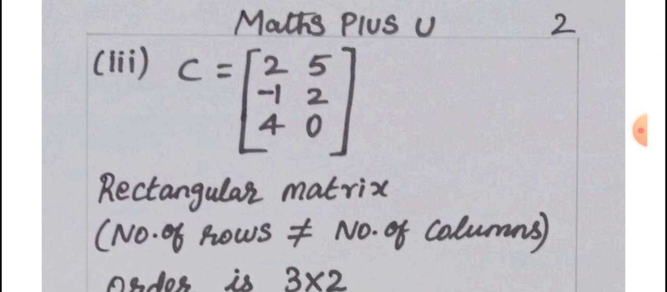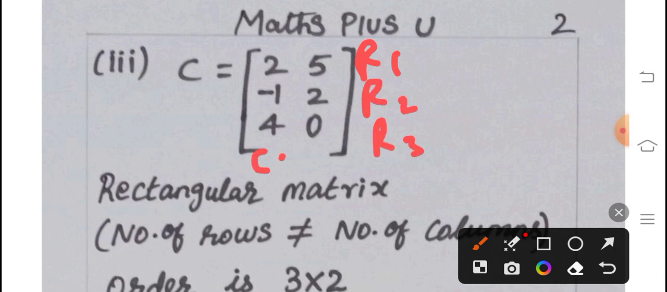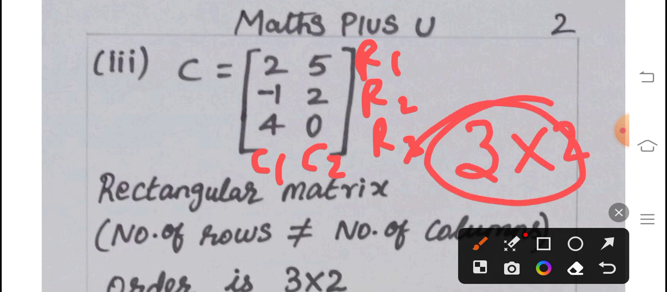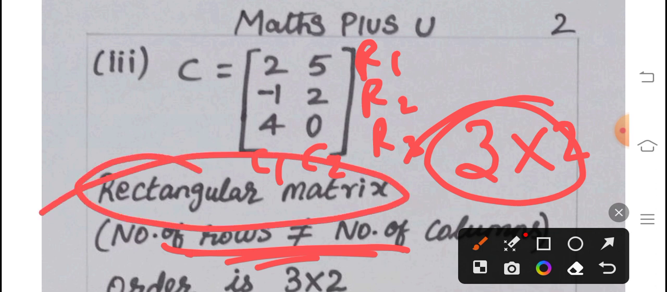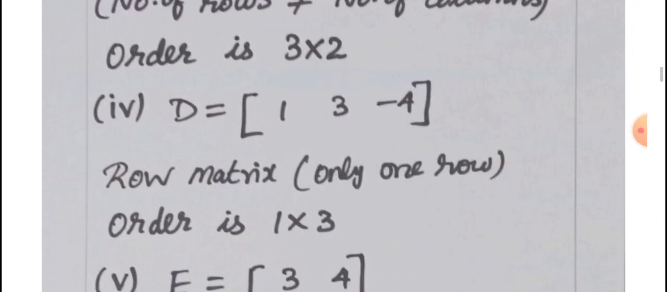Then the third subdivision: you have rows R1, R2, R3 and columns C1, C2. That means you have 3 rows and 2 columns. What matrix is this? The number of rows and number of columns is not equal, so we call it a rectangular matrix. The order is 3 by 2.